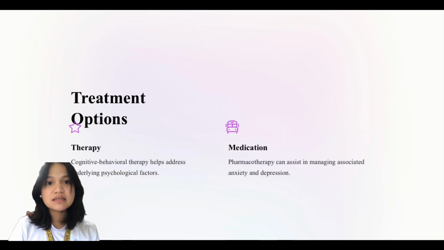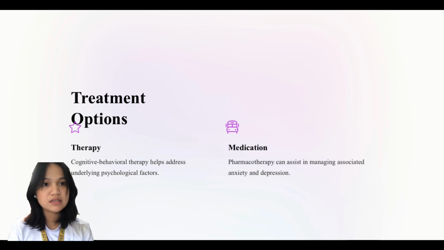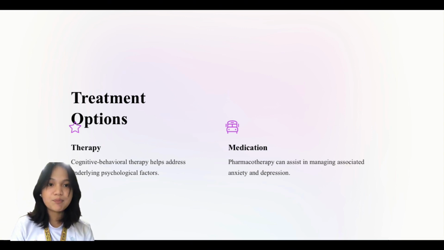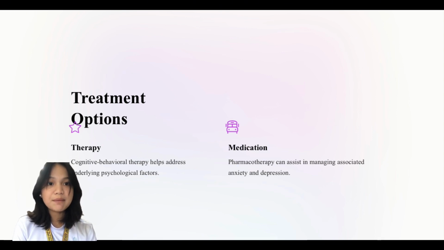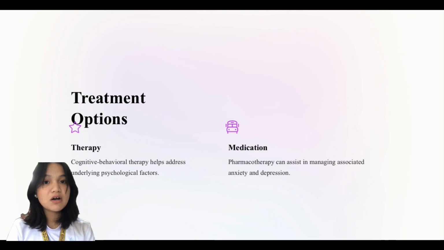Diagnosing pseudocyesis requires a careful and compassionate approach from healthcare professionals. While there may be a lack of objective physical evidence for pregnancy, healthcare providers must acknowledge the reality of the emotional and psychological experience for the affected individual. Medical evaluations are typically conducted to rule out any other underlying medical conditions that may be contributing to these symptoms.